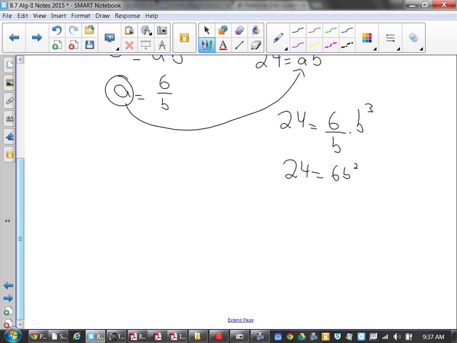So what do you do to solve for b? Divide by 6, and then take the square root, and then it's 2. It's plus or minus 2. Well, when you're dealing with exponentials, your b value is always positive. I don't know if you guys remember that. So in this case you don't have to worry about it, because your b value is going to be positive. And then a is 3.